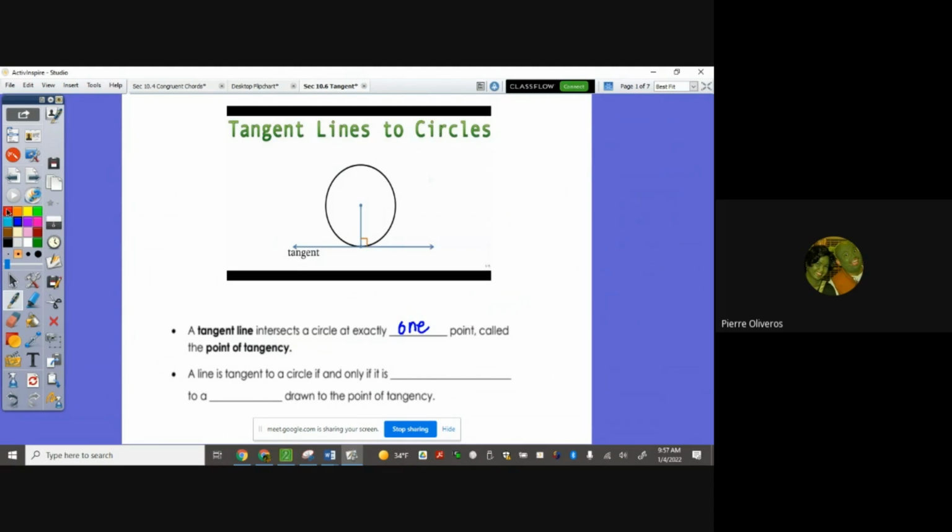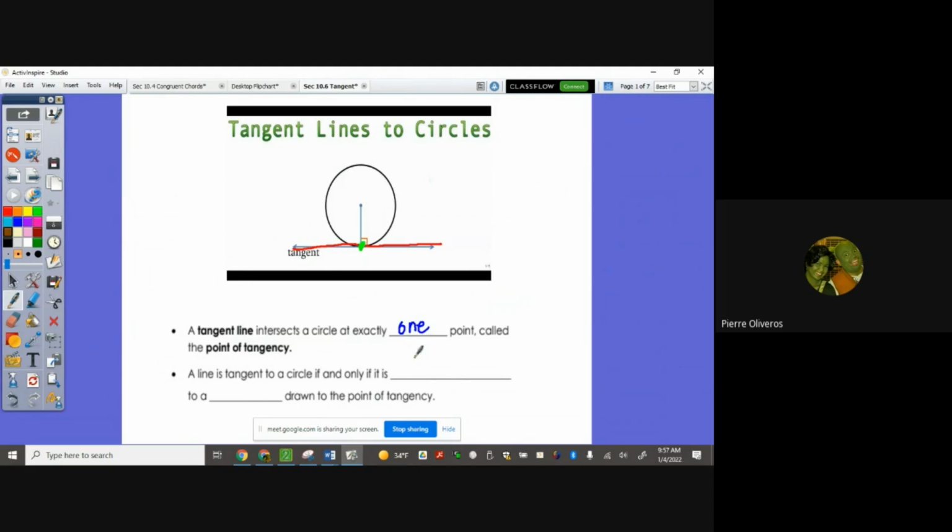So in this case, if you look at the figure, this red line, if that is tangent to the circle, only intersects, crosses, or touches the circle at only one point. That line is called the tangent line, and that green point is called the point of tangency.